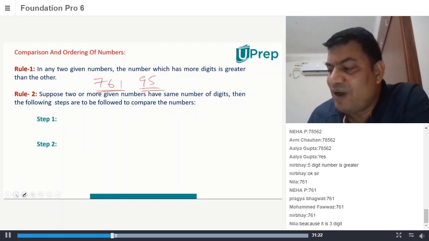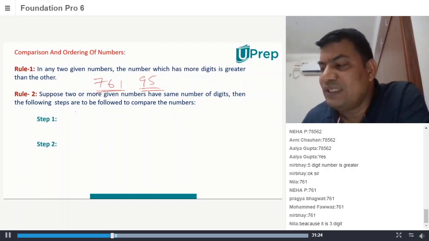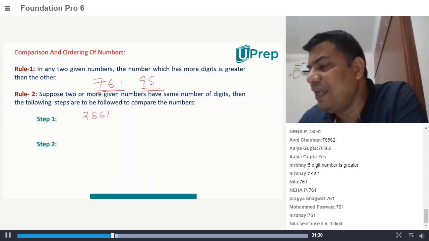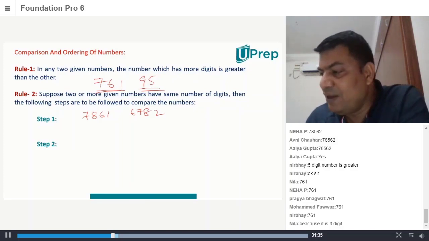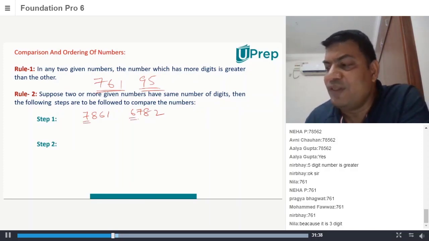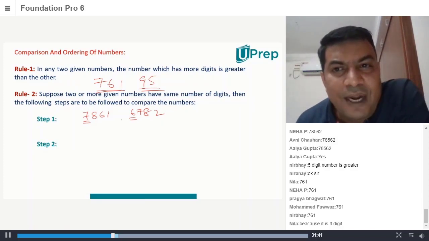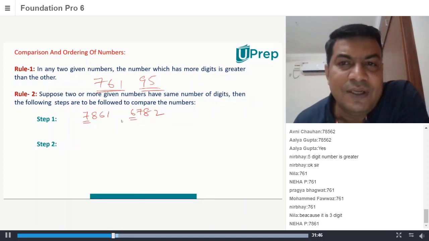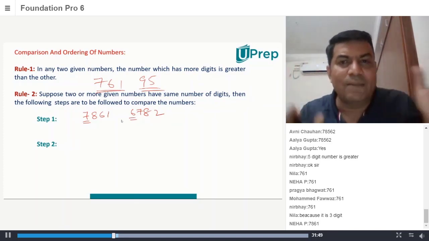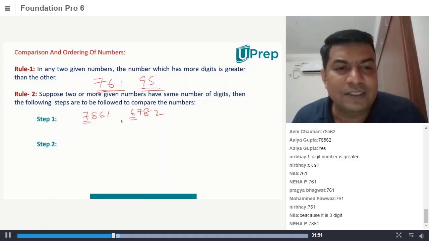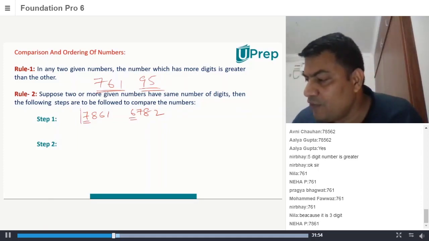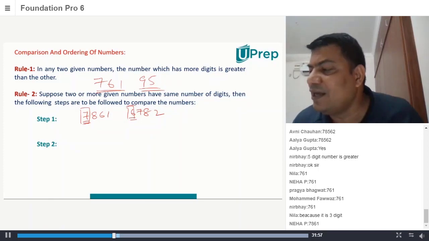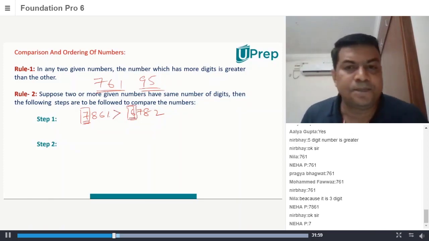Step 1. What is the step 1 that we did? If you go back, step 1 is when we have a number like 7, 8, 6, 1 and say 6, 7, 8, 2. We see the number on the left. If it is different, which is greater? 7861 is greater. So for the equal numbers, we see the number on the left. You see that position, therefore between 7 and 6, which is greater? 7 is greater, therefore that is greater.